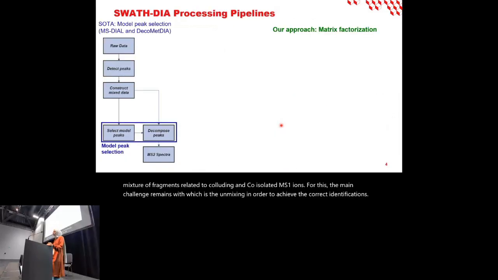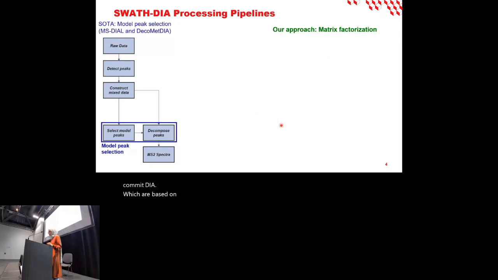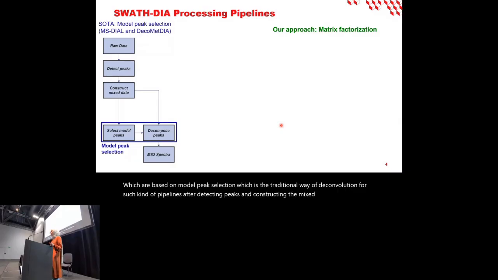The state-of-the-art existing SWATH DIA untargeted processing pipelines are MS-DIAL and MS-DIAL-like tools, which are based on model peak selection, the traditional way of deconvolution for such pipelines. After detecting peaks and constructing the mixtures, they select model peaks from these mixtures, and the elution profiles are decomposed as a linear combination model of these peaks to form the MS2 pure spectra.